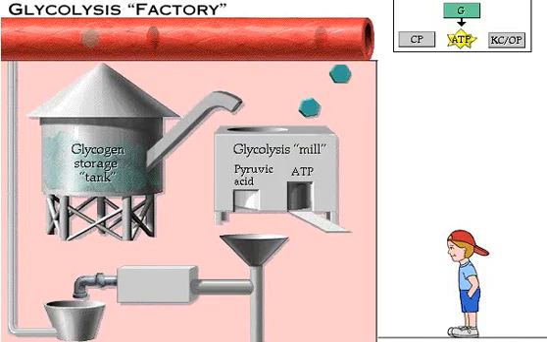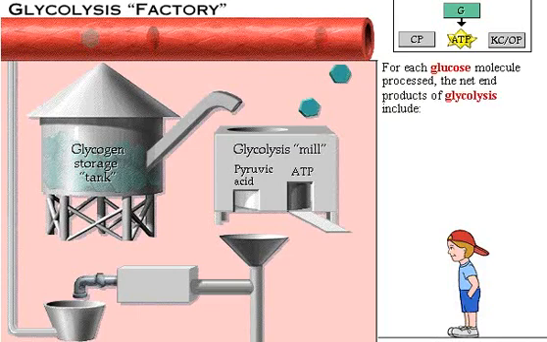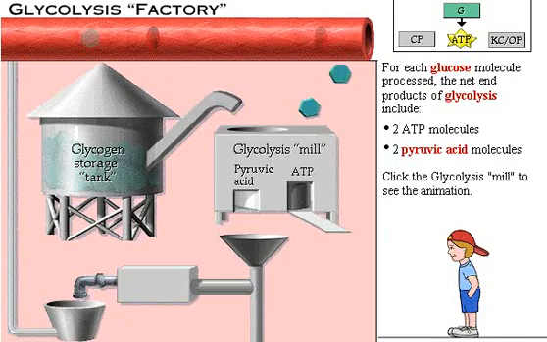While creatine phosphate is rebuilding ATP, enzymes of the glycolysis sequence are activated and begin to break down glucose. For each glucose molecule processed, the net end products of glycolysis include 2 ATP molecules and 2 pyruvic acid molecules. Click the glycolysis mill to see this animation.